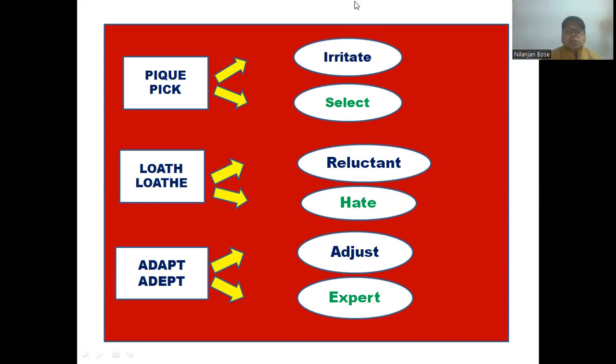If somebody is not interested in any kind of work, to do any kind of work, then I can easily say that he is loath. It means that he is not interested. Indirectly, we can also say that he is reluctant, right?